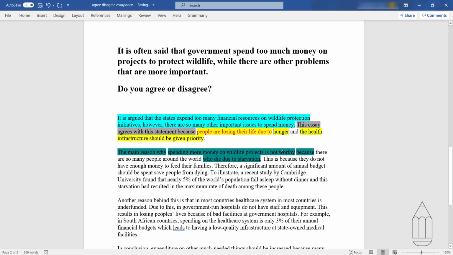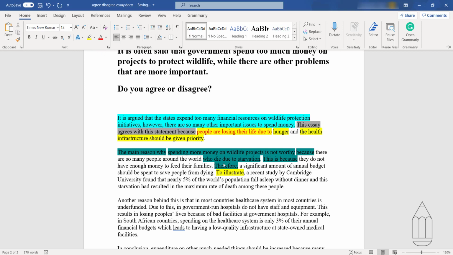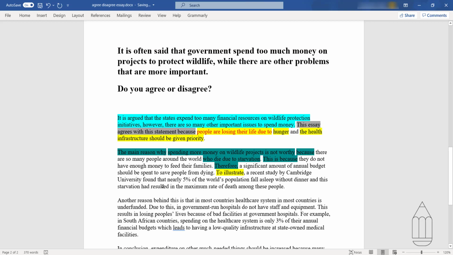Starvation is a synonym to hunger because they do not have enough money. So governments have to look at why people are dying. Therefore, a significant amount of the annual budget should be spent to prevent people from dying. Okay, so now this is the example. Example is this. A recent study by Cambridge University found that nearly 5% of the world's population falls asleep without dinner. And this starvation has resulted in a maximum number of deaths among these people.